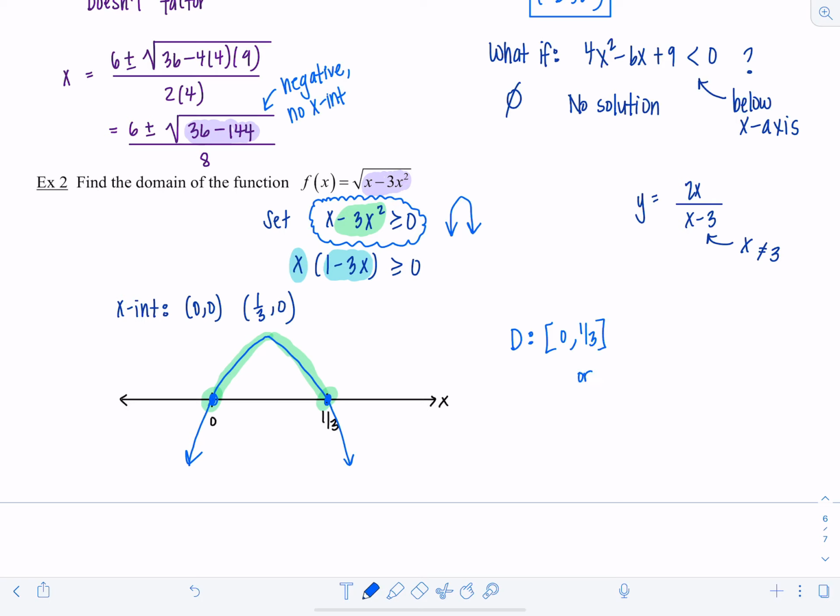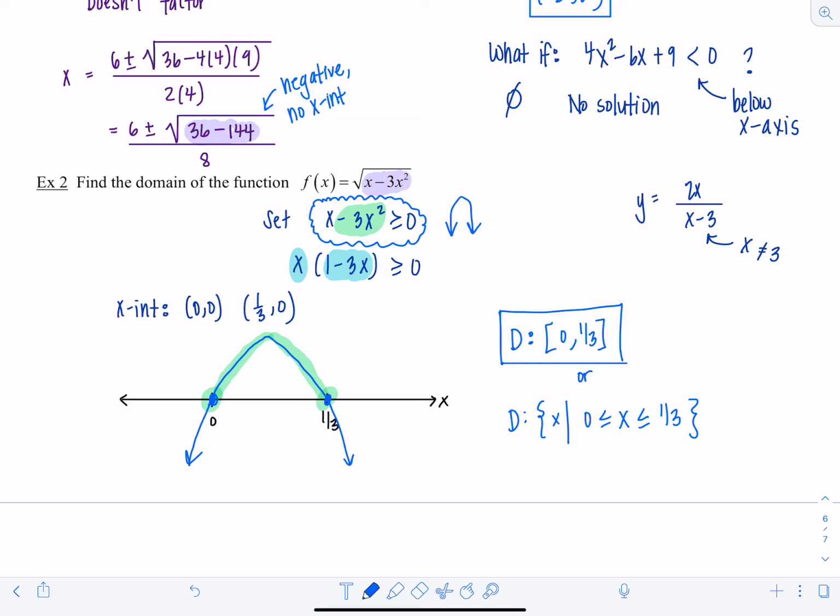Or if you wanted to write it in set builder notation, you would say the domain is all x's such that 0 is less than or equal to x is less than or equal to 1/3. Either one's appropriate. If the directions don't specify which notation to use, you can use either. But most of the time they'll say write it in interval notation or write it in set builder notation.